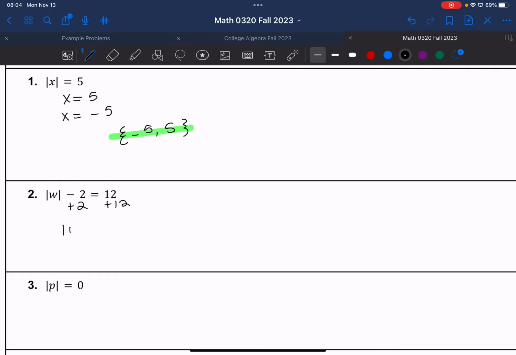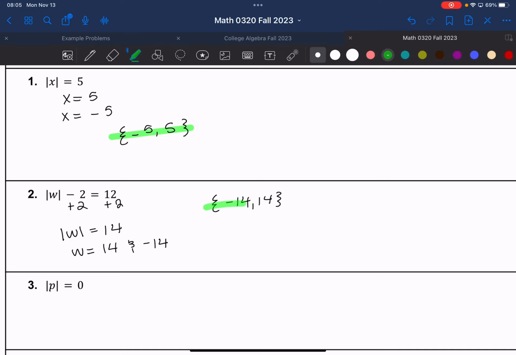So we get the absolute value of w is equal to 12 plus 2, which is 14. Okay. 14, is that positive or negative? Positive. So that means I'm going to have my two answers of w equals 14 and negative 14. And I write that as a solution set of negative 14, 14 in those curly brackets. Always start with my negative number, then my positive number.